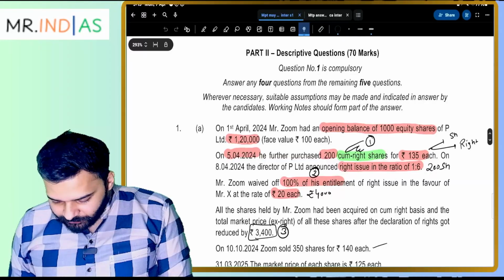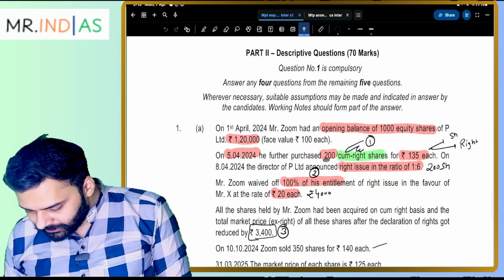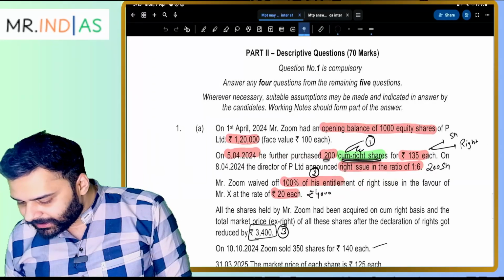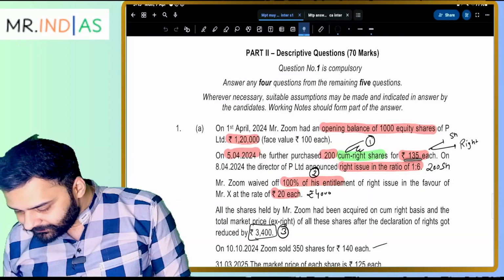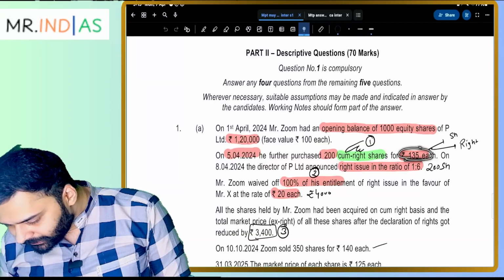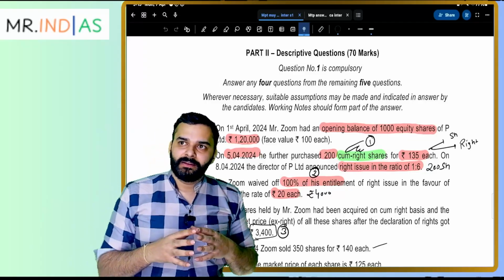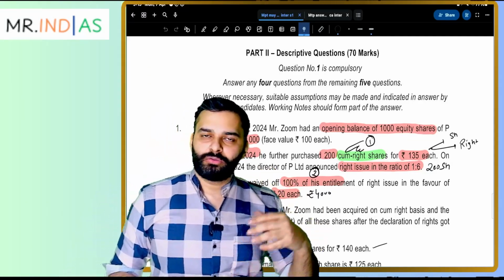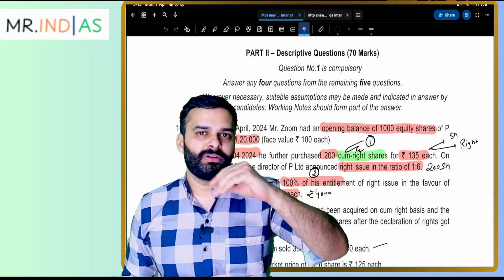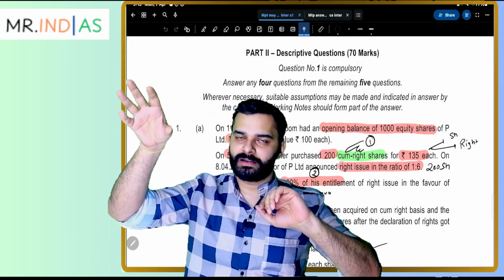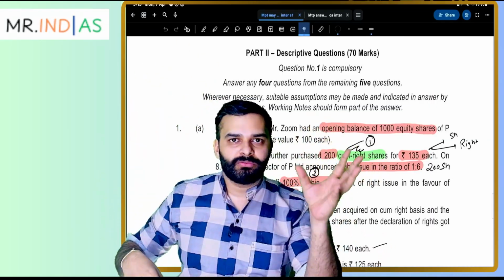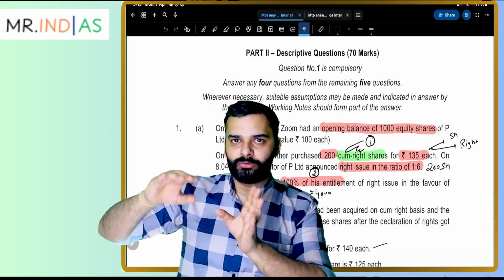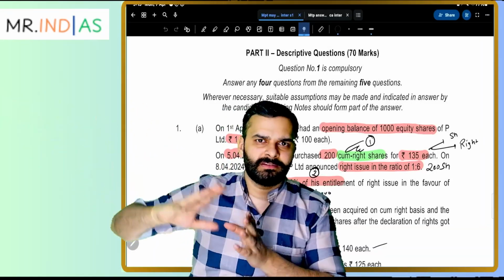On 5th of April 24, he further purchased 200 cum-right shares at 135 each. So this 135 includes two elements. Cum-right means, see, when the company announces a right, let's say the share is quoted at rupees 1000 in the stock market, right? Now the company announces a right. The company says we are going for a right issue which will be announced on this date.